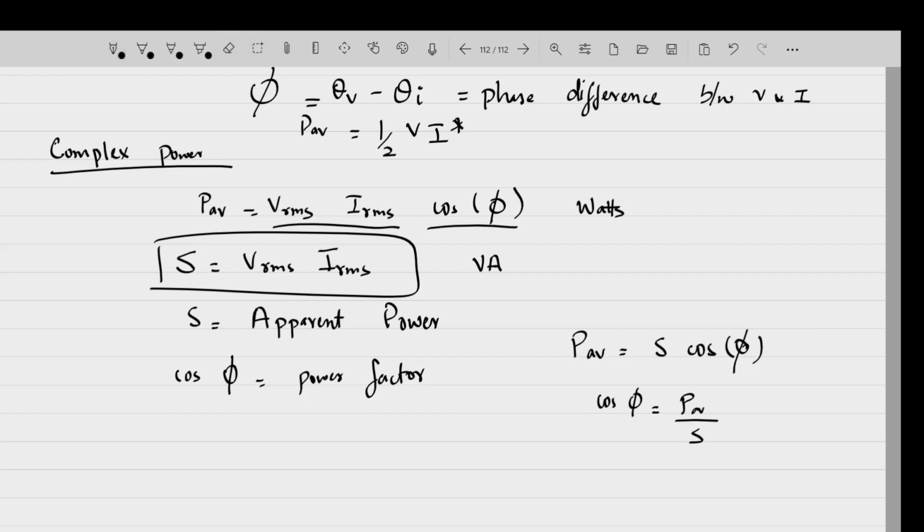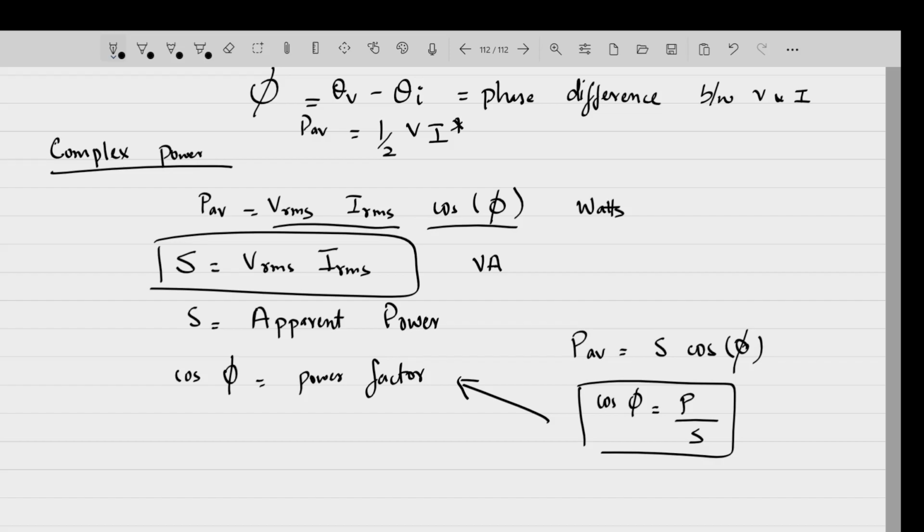Okay, so I'm writing average everywhere, and I will drop it. You can understand we are talking about average power. So cos of phi is equal to P divided by S, the average power divided by the apparent power. What does this actually inform us? It's known as the power factor. So what does this tell us? Cos phi is a ratio of the average power to the apparent power.